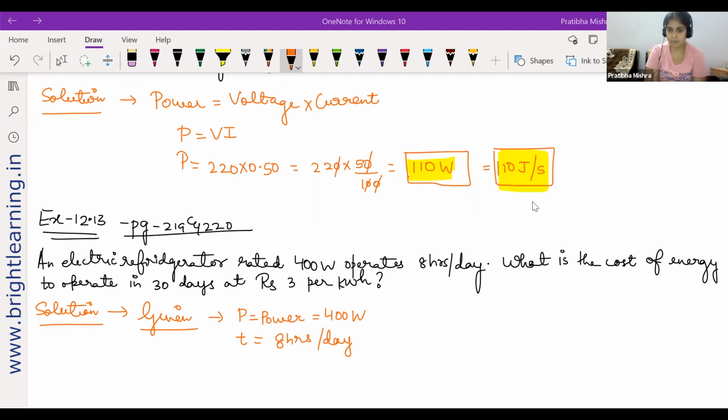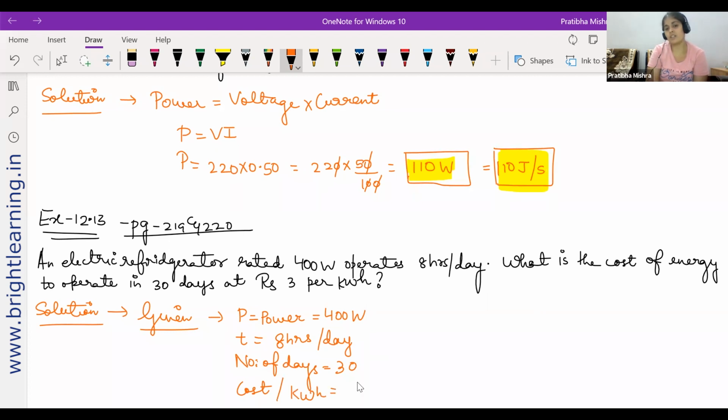Now, what is the cost of energy to operate in 30 days? So 30 days is the total time. Sorry, not total time. That's the number of days. We'll write number of days here. Time is 8 hours per day. Number of days is given as 30 and cost is given per kilowatt hour.